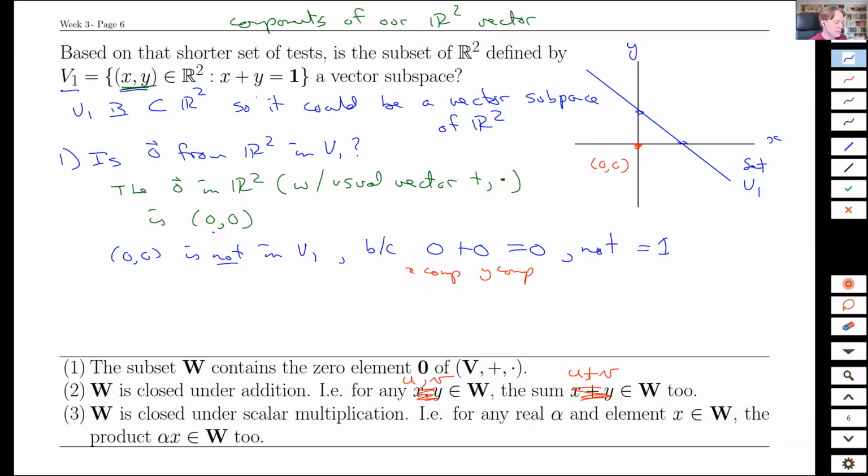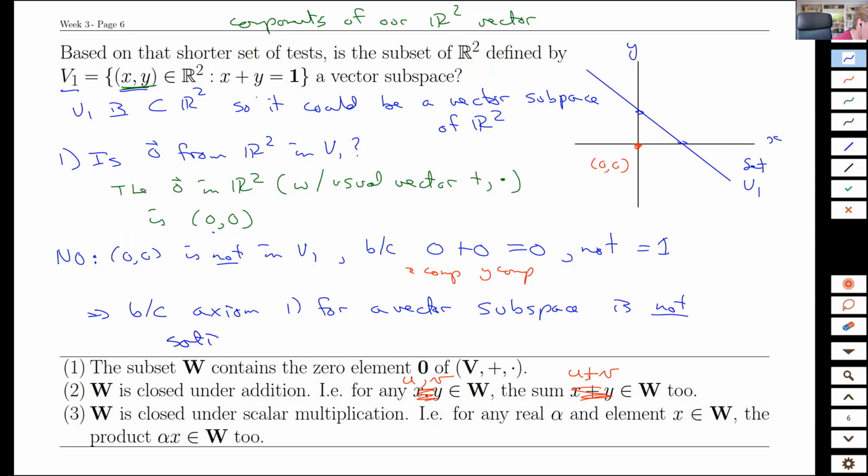So right away, we would say that this is not a vector subspace, because axiom 1 for a vector subspace is not satisfied. We are done. We can say conclusively that V1 is not a vector subspace.